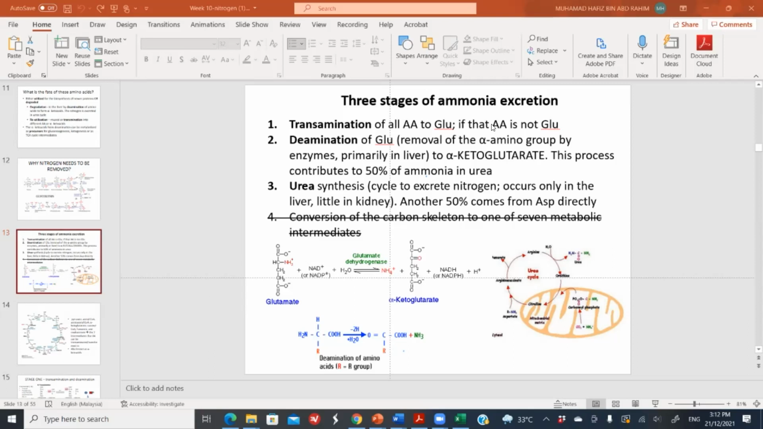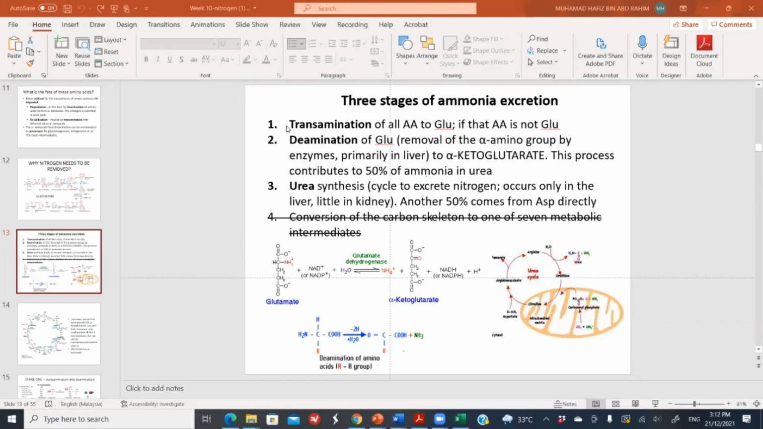So the rule for amino excretion is, kalau amino acid tu bukan glutamate, dia mesti ditukarkan semua kepada glutamate dahulu. Okay, transamination of all amino acids to glutamate if that amino acid is not glutamate. Faham tak the first rule? Faham. Okay, so maksudnya kalaulah awak ada amino acid lain, contohnya aspartate ke alanine ke glycine ke, all this 19 amino acids ni, ada 20 kan, 19 lain tu kalau dia bukan glutamate, it must be transaminated to glutamate first. Okay, that's the first rule.